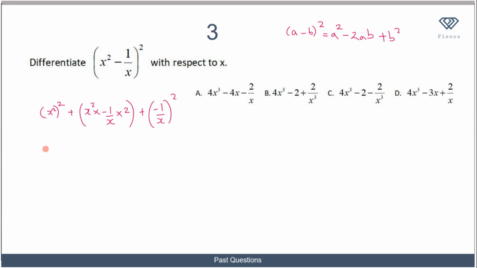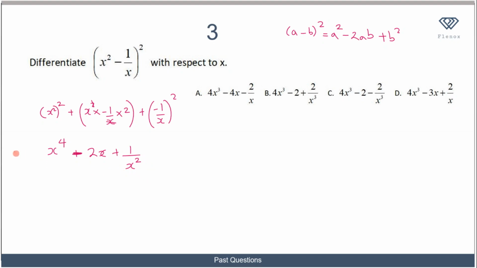So when you solve this, what does this become? This becomes x raised to power 4, then plus this x here cancels this square here. So I'm left with x times minus 2 times minus 1 times 2, which gives me minus x. So this becomes x raised to power 4 minus x, minus 2x rather, and this becomes minus 1 over x squared. So this becomes minus 1 squared is 1, so this becomes plus 1, and x squared is x squared. So I have plus 1 over x squared.